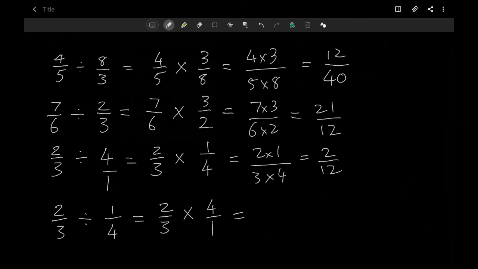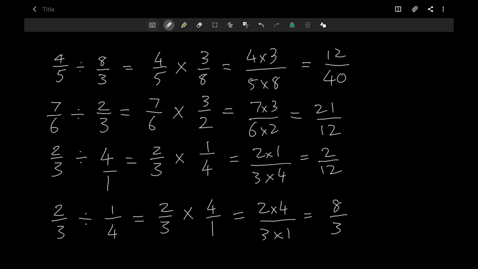Now we have a multiplication problem again. So top times top, 2 times 4. Bottom times bottom, 3 times 1. So 2 times 4, you know, is 8. 3 times 1, you know, is 3. And there is your answer.